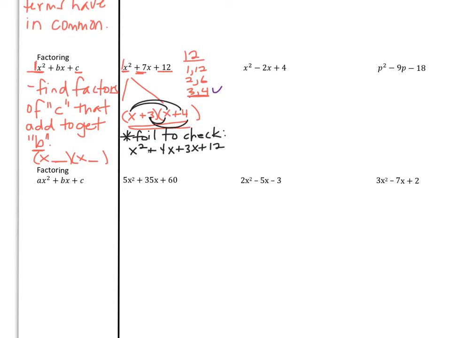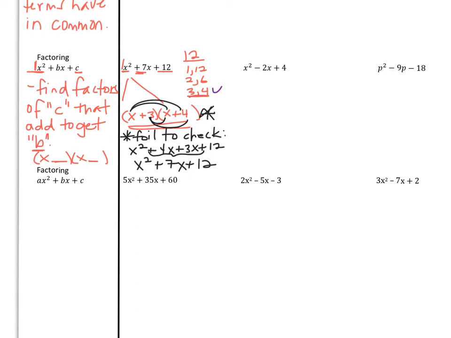To simplify, combine any terms that are like terms, and we do in fact end up with x squared plus 7x plus 12. So we know that this is in fact the factored form. Over on the right, x squared minus 2x plus 4. Let's see if we can factor this one.